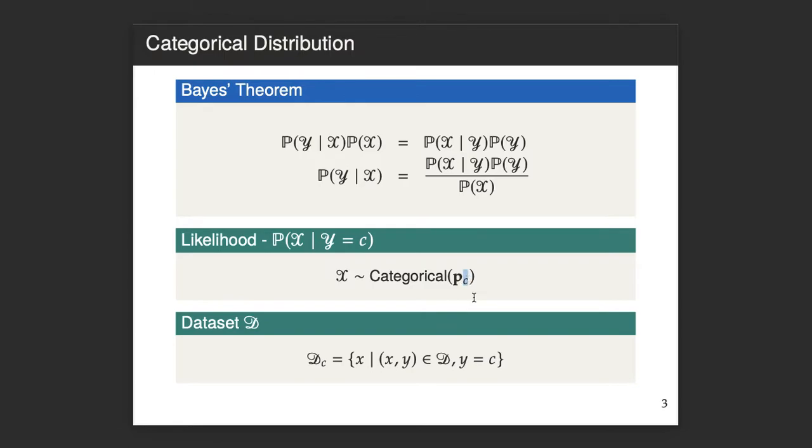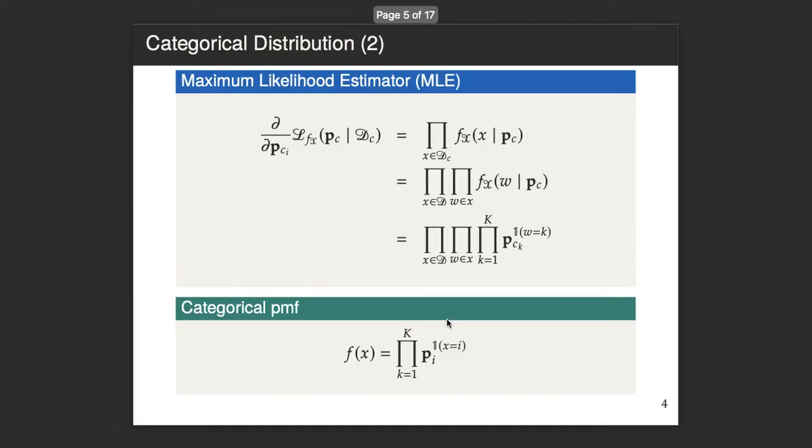What I mean is that from our data set T, we are going to take only those elements that have the class C. We are going to call that set DC, which is the data set containing only the elements that have the class C. With that, we can use this DC set to estimate the parameters PC. In order to do that, we can maximize the likelihood estimator.